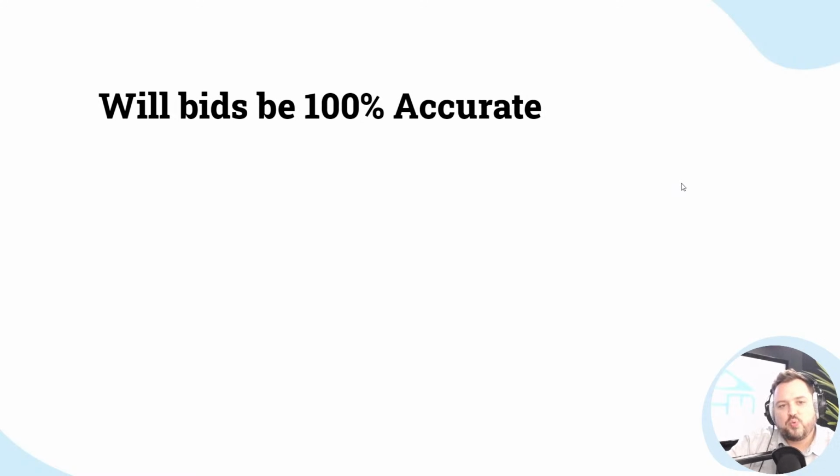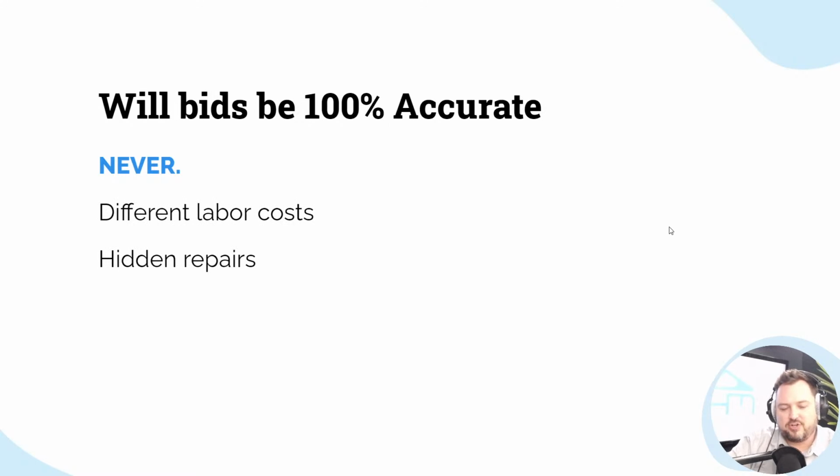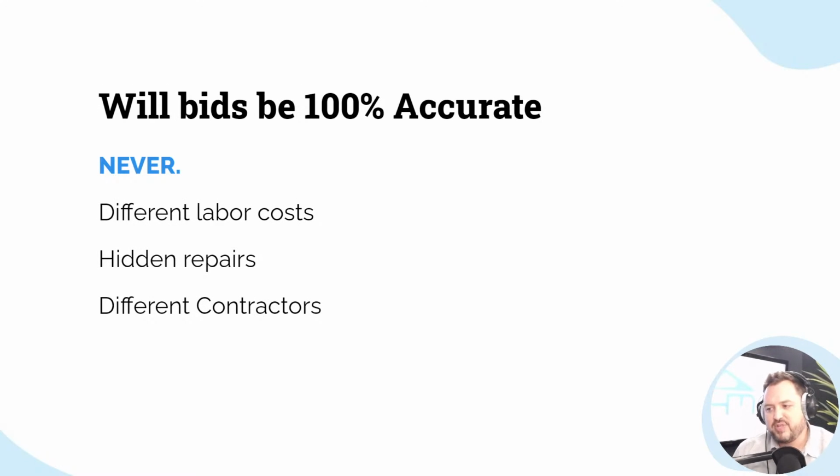But the question is, will bids be 100% accurate? And the answer is never. It might be a little lower. It's usually a little higher, depending upon how it happens. There's different labor costs. There's hidden repairs. There's different contractors. And I'm going to show you some simple ways to do this. This is going to get you close, but it's not going to be 100%. It's just going to get you close, and it's going to get you close enough in some situations. And we're going to go through this.